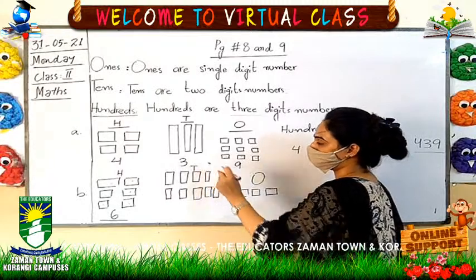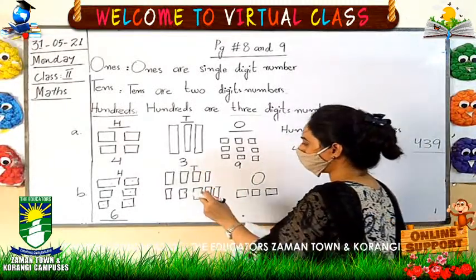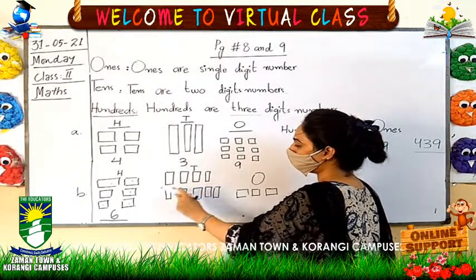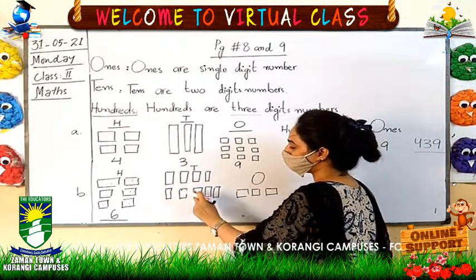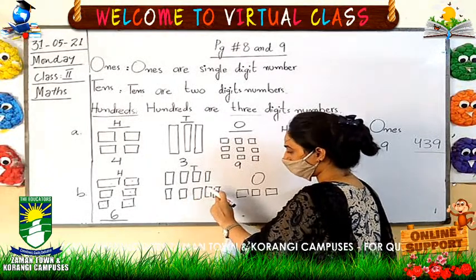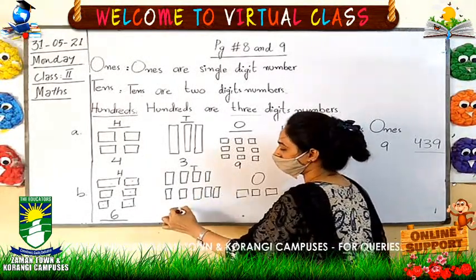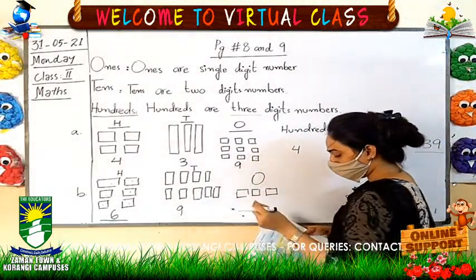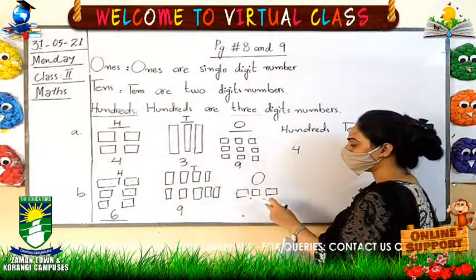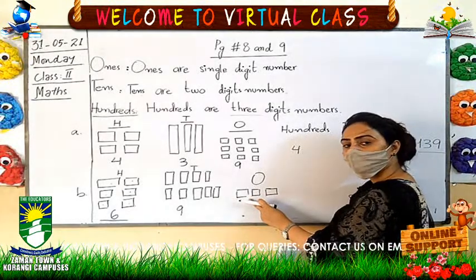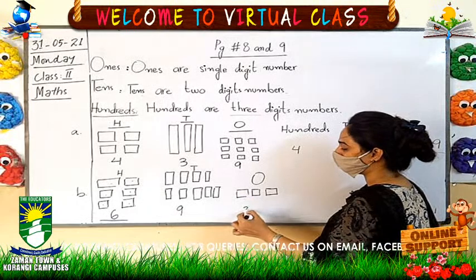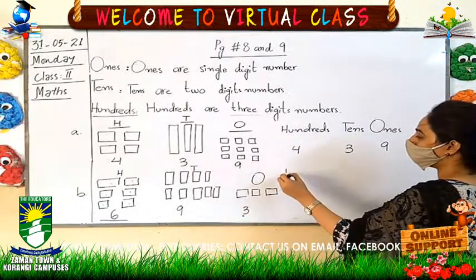Now, tens. Count the blocks with me. 1, 2, 3, 4, 5, 6, 7, 8, 9. Right here for your convenience. 9. In the last, count the boxes for the value of ones. Count it with me. 1, 2, 3. Write 3 here.